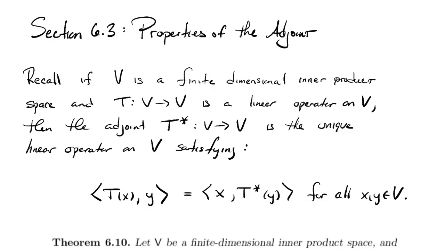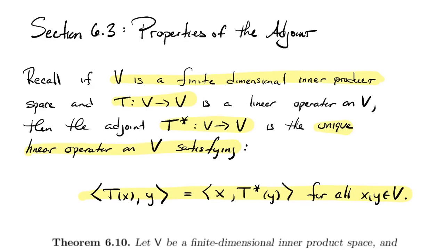Let's recall that if you have a finite dimensional inner product space and you take a linear operator on it, its adjoint, T star, is the unique linear operator on V that satisfies that equation: the inner product of T of x with y is the inner product of x with T star of y for all x and y in V. There's one and only one linear operator on V that satisfies that for all x, y. That linear operator is called the adjoint of T.